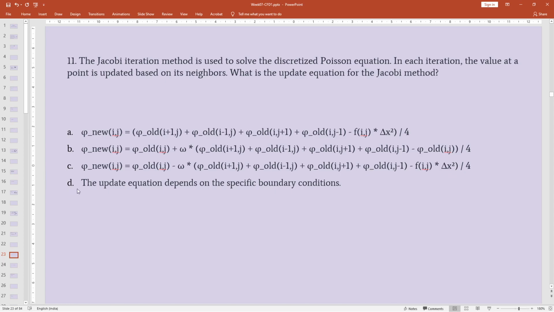Option D, the update equation depends on the specific boundary condition. That is, we can't write it like this; it will be case specific. So you can try to answer the question. Our question is about the iterative step of a discretized Poisson equation.